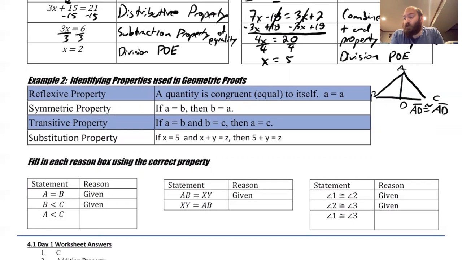Okay. Symmetric property, if A equals B, then B equals A. That's just the order. We can swap those around. And if I do it with numbers, I could say X equals 5, 5 equals X. They mean the same thing as the goal there.